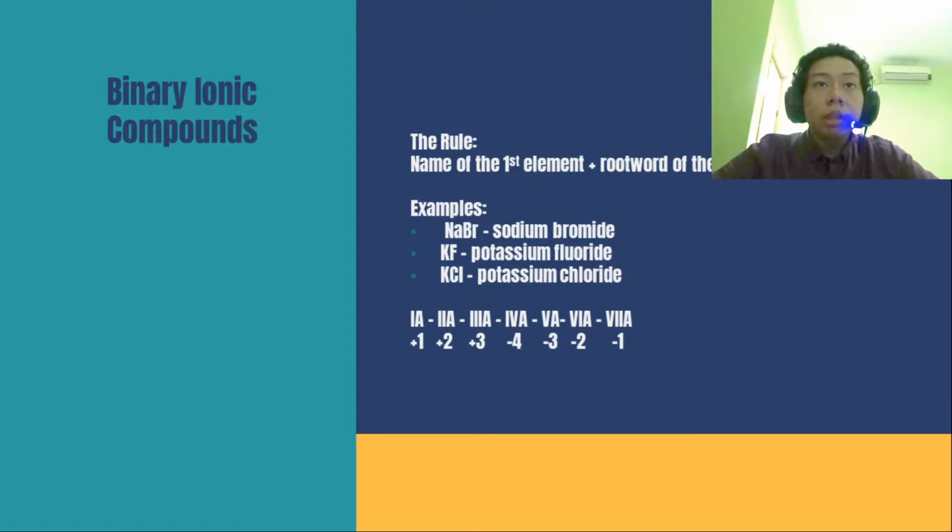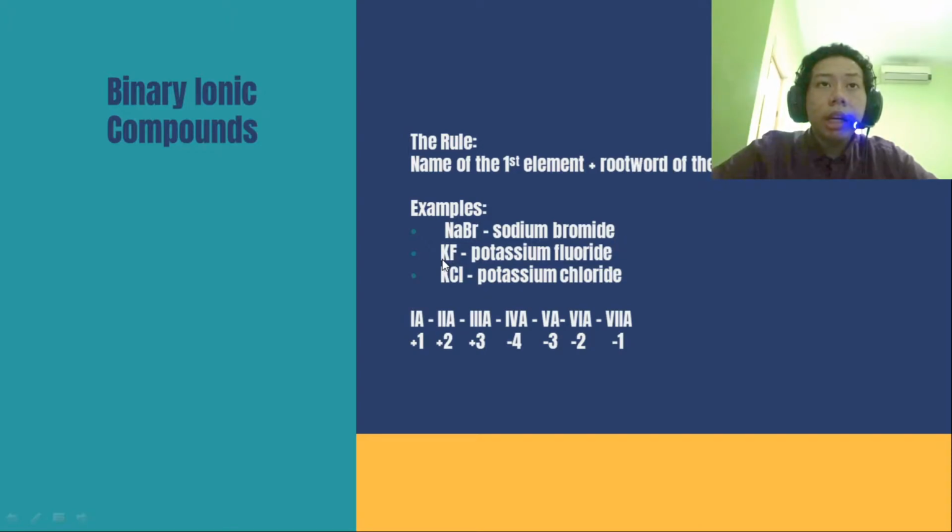For example, NaBr is sodium bromide. Bromide is from Br. The root word of Br is bromine. We replace INE by IDE, so we get bromide.